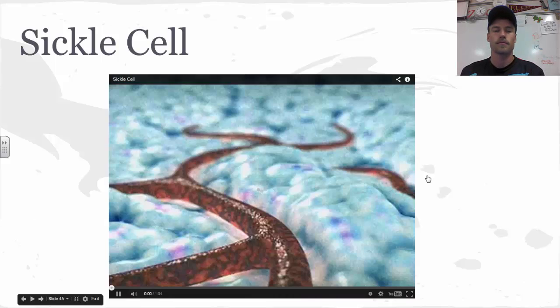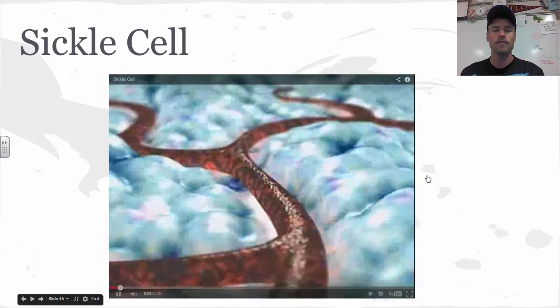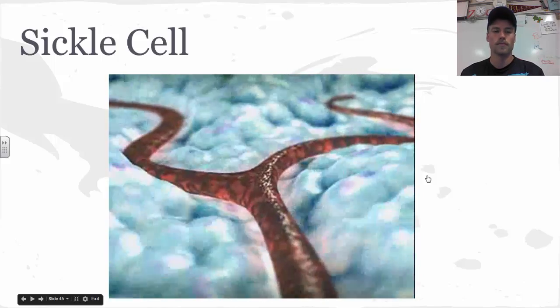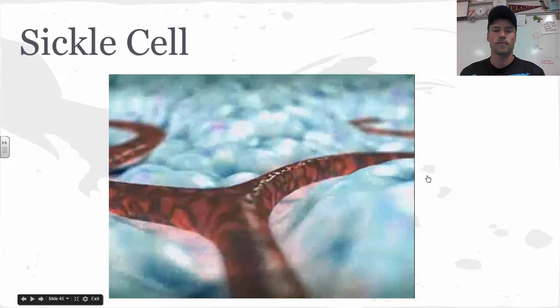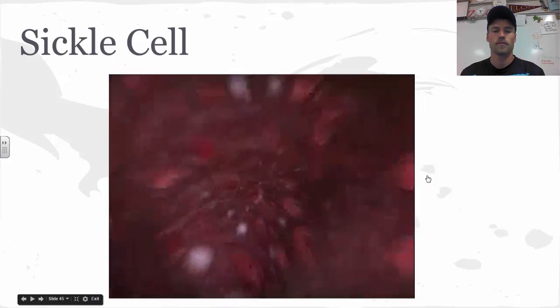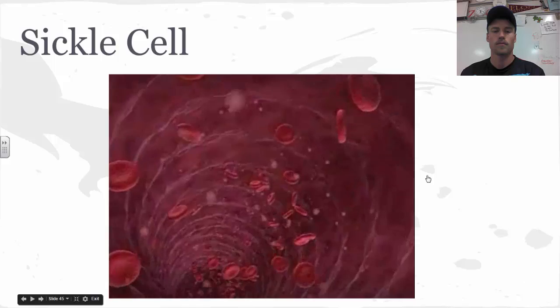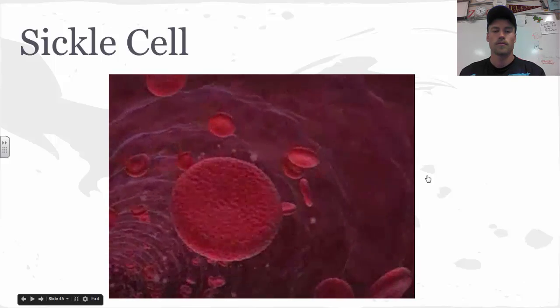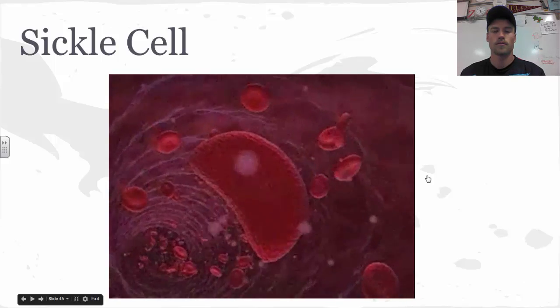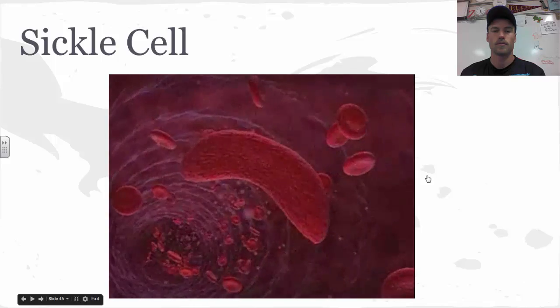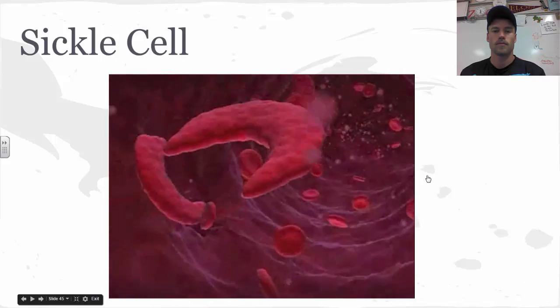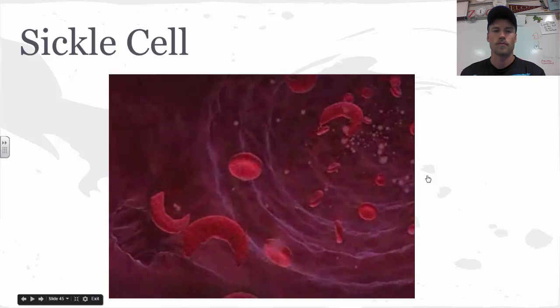Sickle cell anemia is a genetic disease that affects hemoglobin, the oxygen transport molecule in the blood. The disease gets its name from the shape of the red blood cells under low oxygen conditions. Some red blood cells become sickle-shaped, and these elongated cells get stuck in small blood vessels so that parts of the body don't get the oxygen they need.